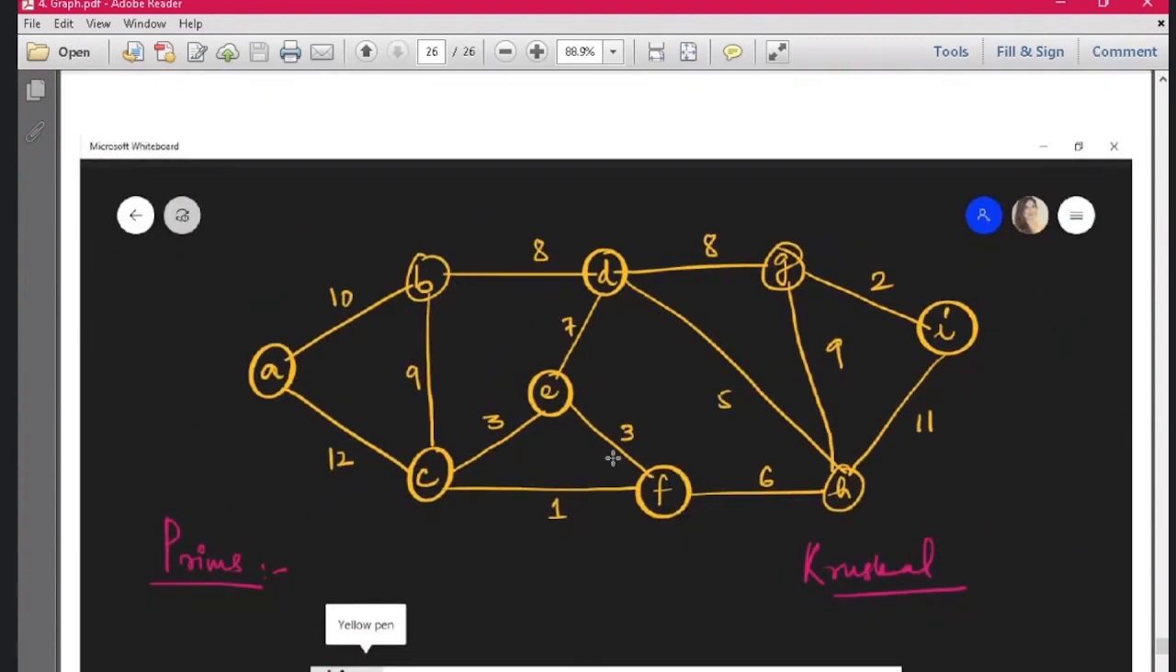Now this is a practice question for all of you. You have to apply Prim's algorithm as well as Kruskal's algorithm, and you have to find out the minimum spanning tree out of it, and you also have to write the minimum spanning tree cost. You can put the answers in the comment box. I'll check and verify whether it is correct or not.